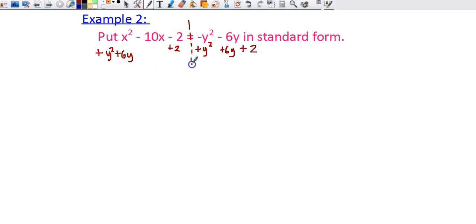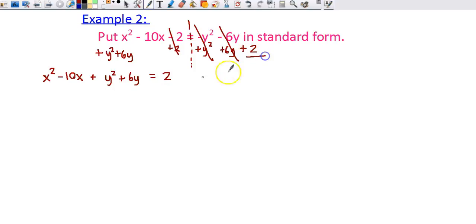And here's kind of our dividing line. Hopefully that helps. Those will cancel out. These will cancel out. We have a positive 2 on the right, and we're just going to make sure these are written in the correct order. So I'm going to put the x's first, and then the y second. And then my 2 is on the right side of the equation, so I'll put my equal sign and then 2. So step 1 is to rearrange.